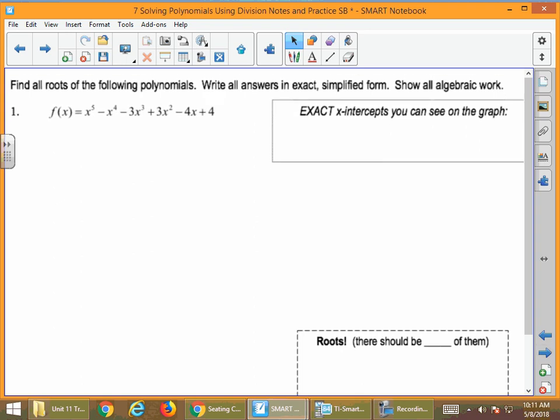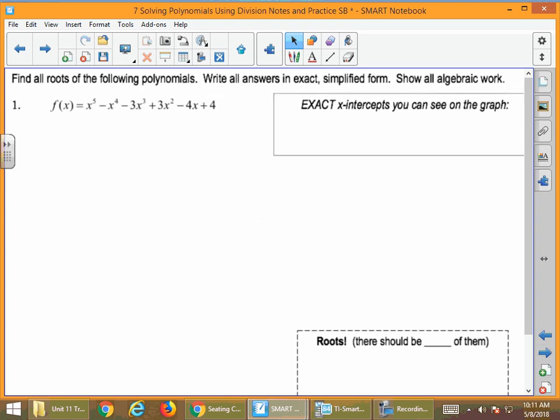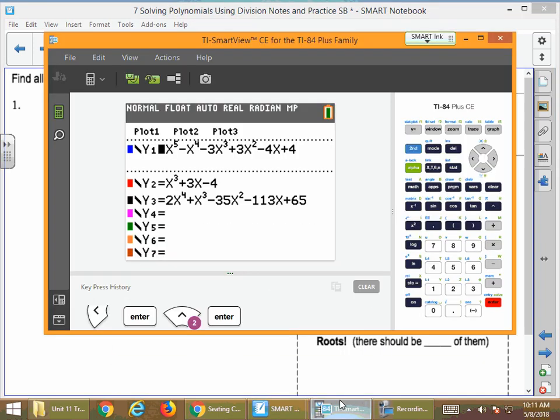On problem number 1, it actually can be factored, but I want to show you more of the procedure that we do for solving polynomials. And the second step says if it's not factorable initially, write or type this equation into your calculator to see if you can come up with any roots. I actually have them typed into the calculator already. We'll start with our first one, where we're typing in x to the 5th minus x to the 4th minus 3x cubed plus 3x squared minus 4x plus 4.